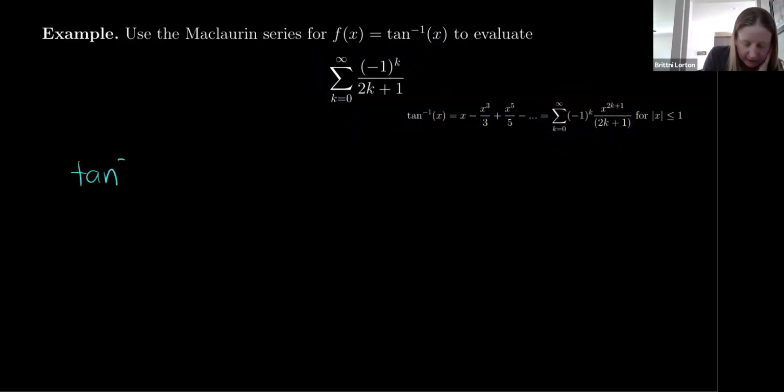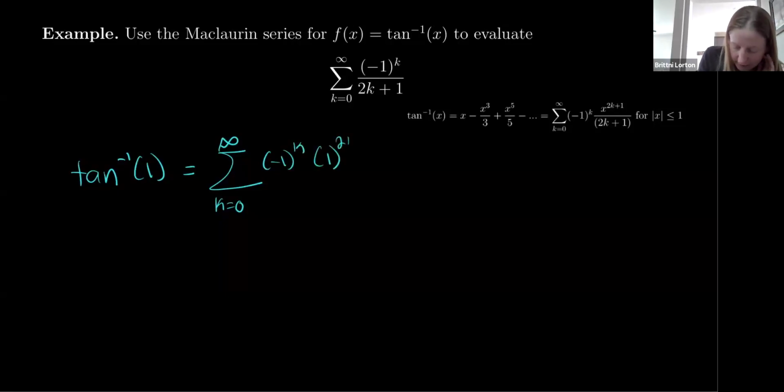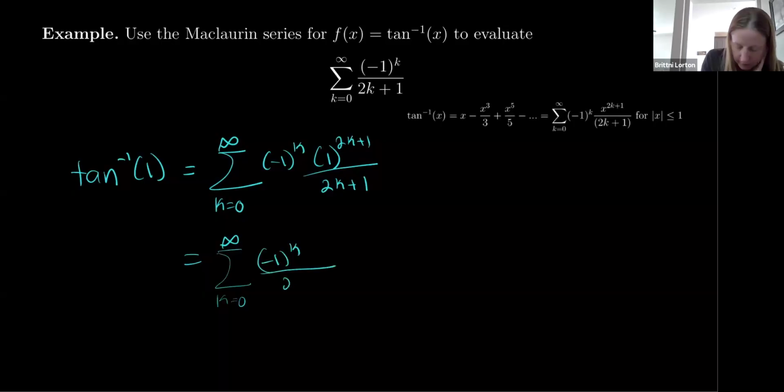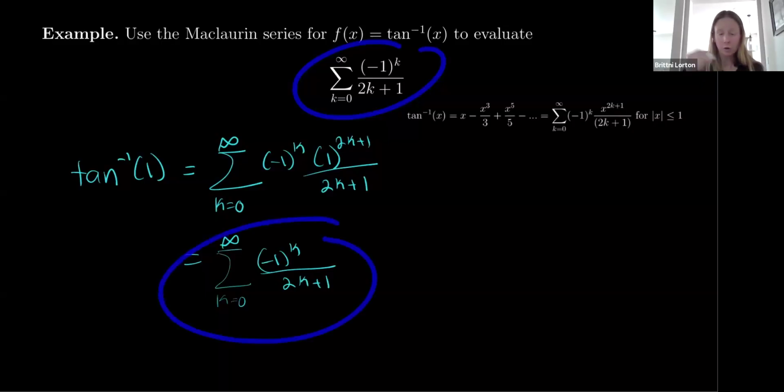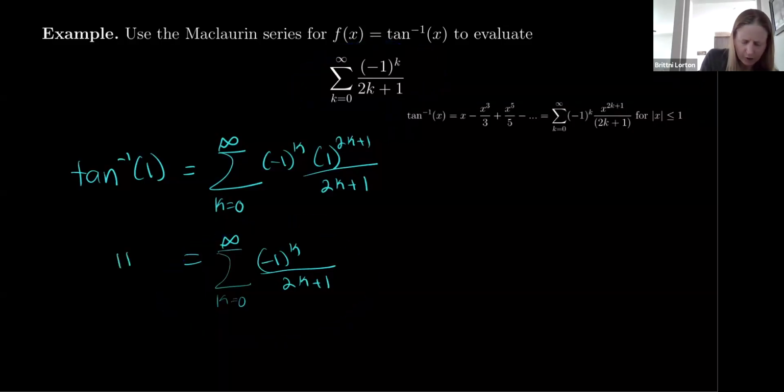So tangent inverse of 1 would become the sum from k equals 0 to infinity of -1 to the k times 1 to the 2k plus 1 over 2k plus 1. I just replaced my x with 1, and now I also notice that 1 to the power of 2k plus 1 is just simply 1, so I end up with -1 to the k over 2k plus 1. Isn't that my question? Cool. So what's tangent inverse of 1? It's pi fourths from your unit circle.